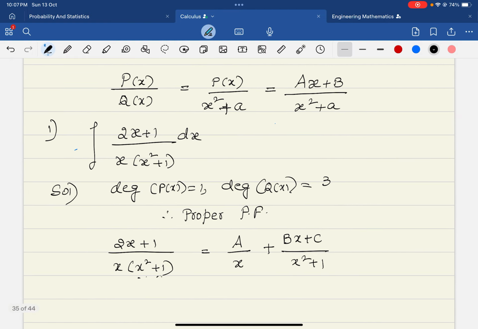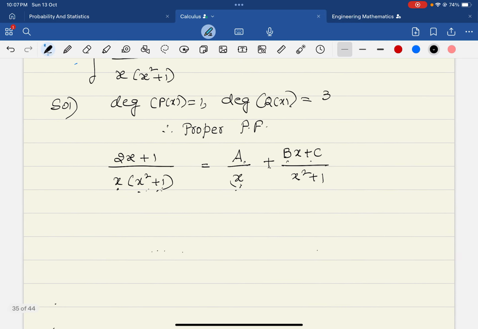Okay. So now for the non-repeated linear factor x, we write a by x, plus the other one, bx plus c by x square plus 1. Okay. So now what is the denominator? The numerator is 2x plus 1 over x times x square plus 1, which is given, as the denominator is x into x square plus 1.